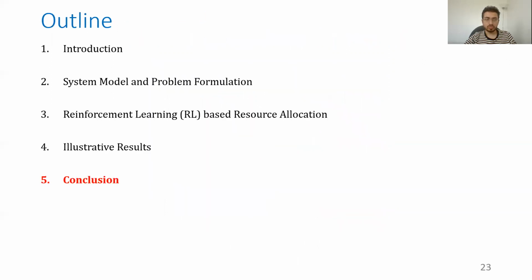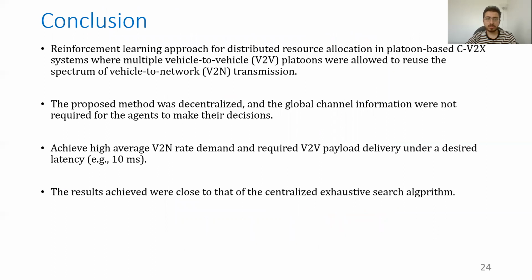So, moving on to the conclusion. We use a reinforcement learning approach for distributed resource allocation in a platoon-based C-V2X system, where multiple vehicle-to-vehicle platoons were allowed to reuse the spectrum of vehicle-to-network transmissions. The proposed method was decentralized, and global channel information was not required for the agents to make decisions. Using this, we were able to achieve a high V2N rate along with a high V2V payload delivery probability. And the results achieved were close to those of the centralized exhaustive search algorithm.